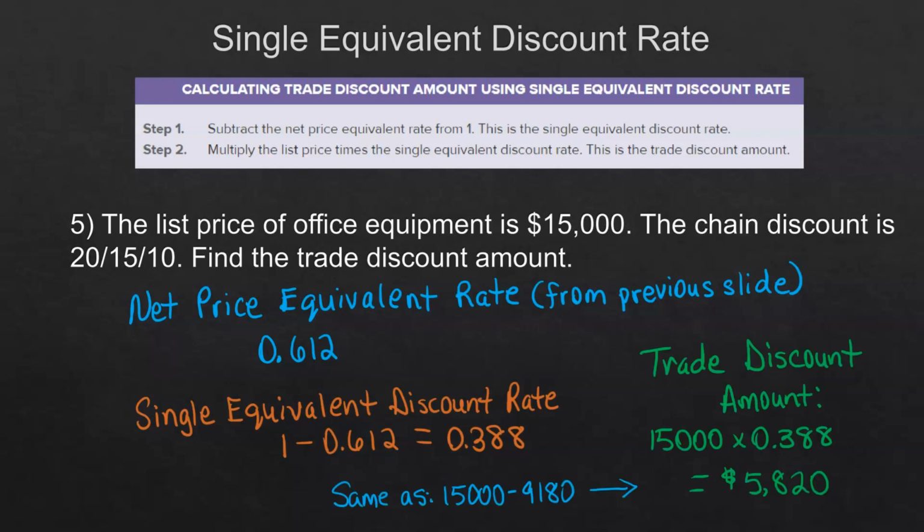All right, so to find the trade discount amount, we take 15,000 times 0.388. We get 5,820. We could also just subtract 15,000 minus the 9,180 that we found on that previous slide, and that's the trade discount amount, right? Because this is the list price, that's the net price, the difference is the discount amount. All right, so I'm going to stop the video here and start up on the next one for the rest of this lesson.